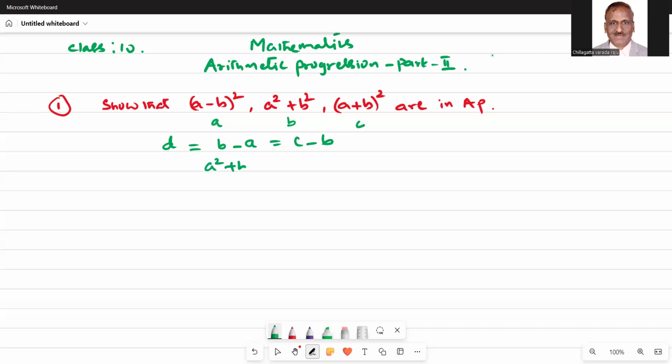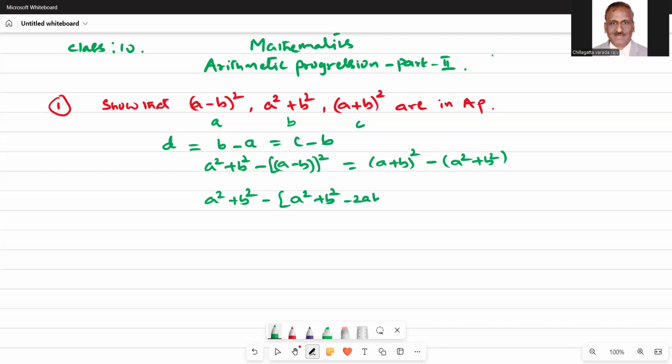A square plus b square minus a is what? (a minus b) whole square, should be equal to c minus b. C is what? (a plus b) whole square minus b, which is nothing but a square plus b square. So all of you know how to simplify further. This gives you a square plus b square minus, shall we expand (a minus b) whole square? a square plus b square minus 2ab.